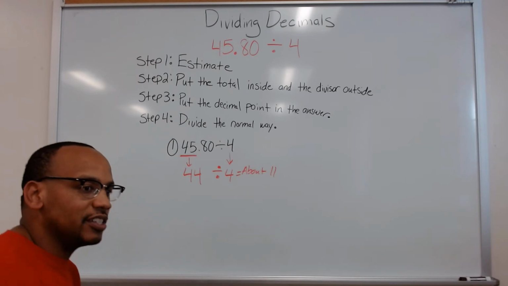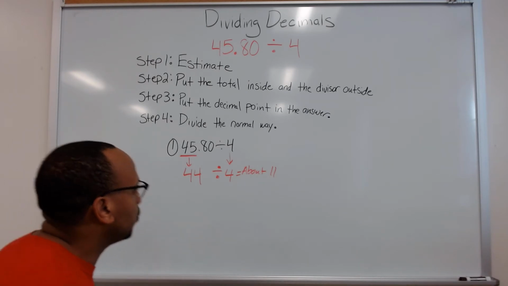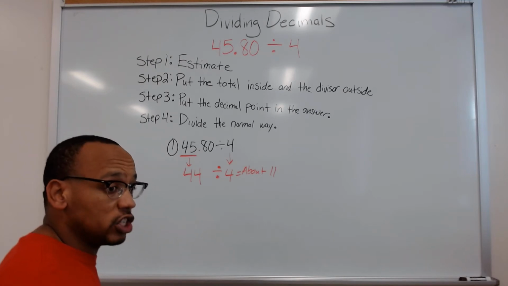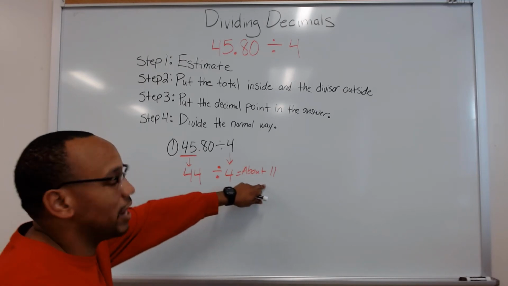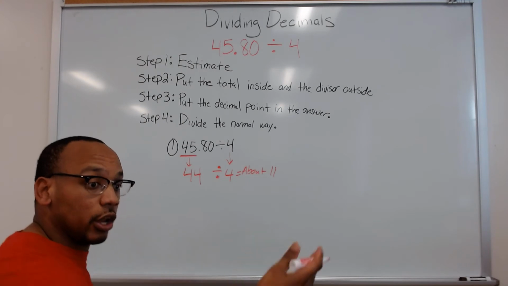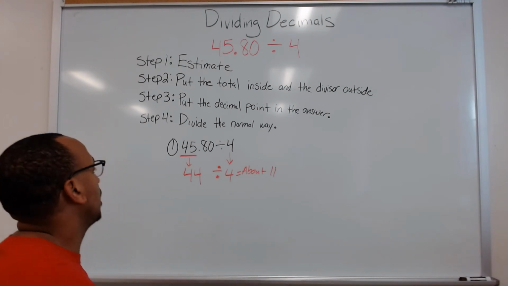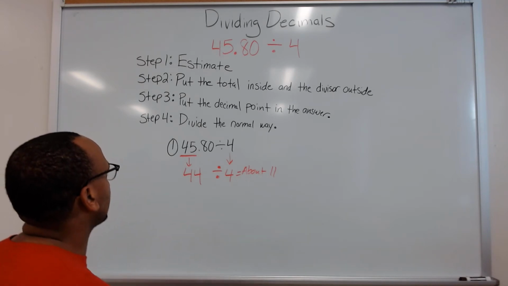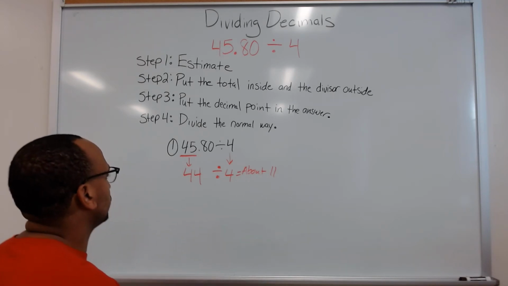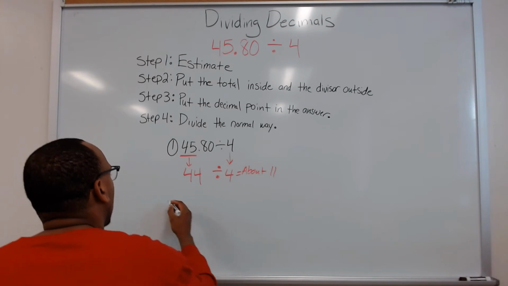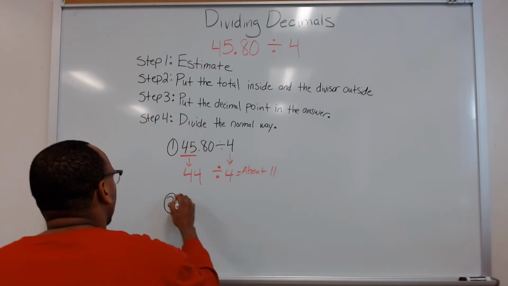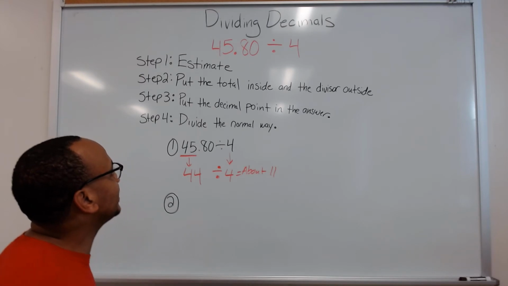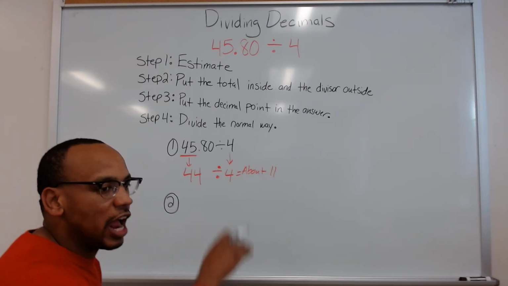So that's the estimating piece. Well, you say, how does that help you? If you get stuck on division, you want to look at your estimated answer so you can be somewhere close to it. So step 1, my estimate is about 11. Step 2, I'm going to actually set up the problem. I'm going to put the total inside and put the divisor outside.